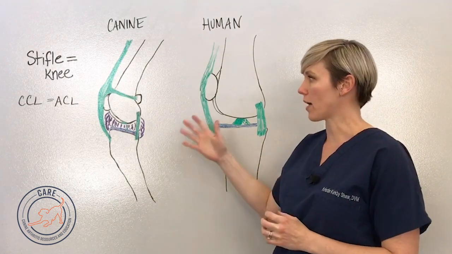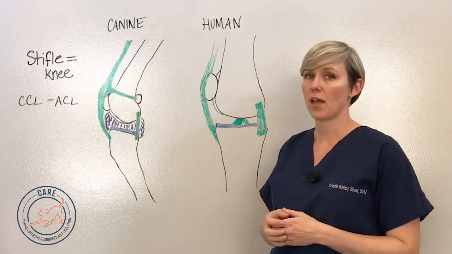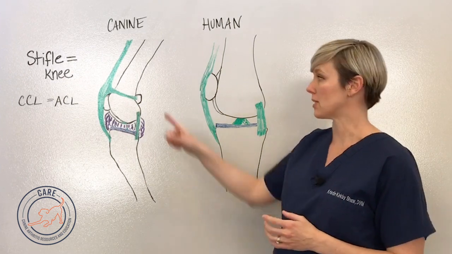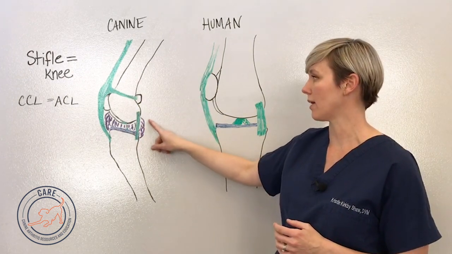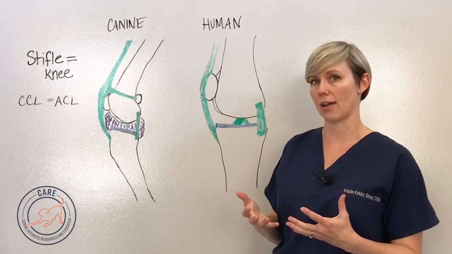Now, we definitely recommend doing x-rays if we suspect that there's a CCL injury. We are not going to see the CCL or the ligament on the x-rays. We can see the bone and we can see the swelling inside the joint, but we cannot see the ligament itself. We're just looking for secondary signs.